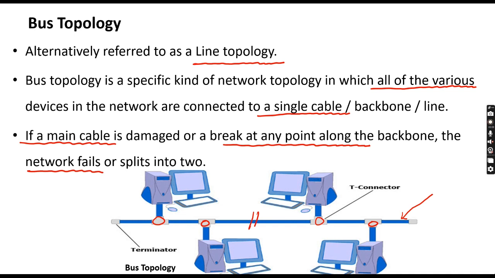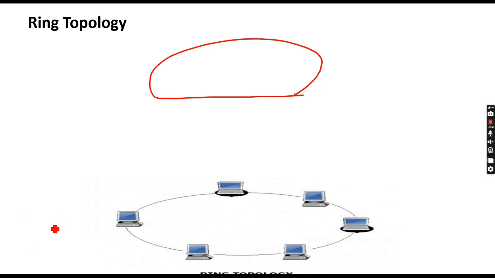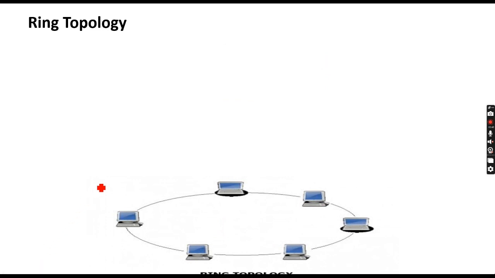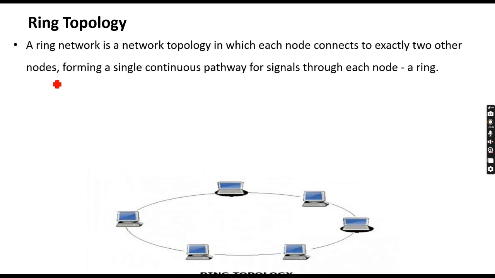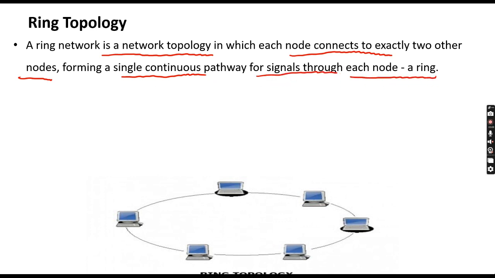So generally we do not use bus topologies in the picture nowadays. Next we have the ring topology. This is your bus topology. Let's say you take this end and connect it to this, and that is considered a ring topology. Now a number of devices are connected in a ring. A ring topology is the network topology in which each node connects exactly with another node, forming a single continuous pathway for the signals through each and every node.